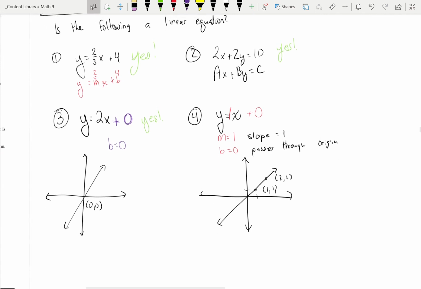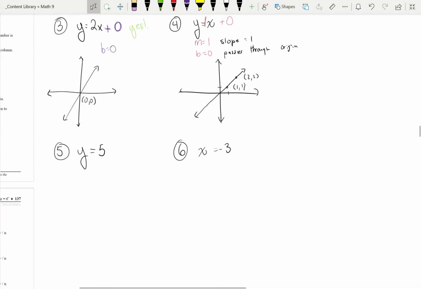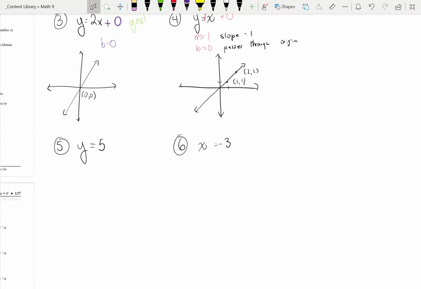All right, so the last two I want to show you, and these ones will look really suspicious. I have y is equal to 5, and I'll do the other one together. X is equal to -3. So think about these for a second, pause the video. All right, so for these ones, it's even harder to think about in terms of that form. For this one, I have y is equal to mx plus b, but there's no x. This whole thing here is equal to 0.